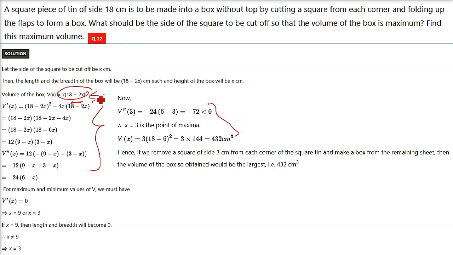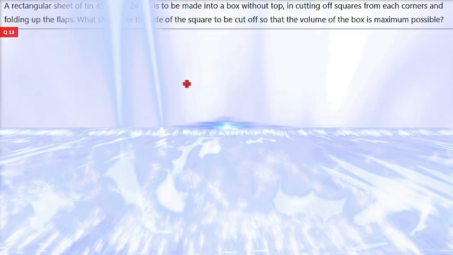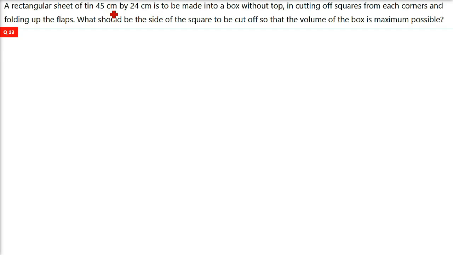If you are on the 12th question, I hope you have already completed the 11th question and you know about this. A rectangular sheet of tin 45 cm by 24 cm is to be made into a box without top, by cutting off squares from each corner and folding up the flaps. This kind of question we have just completed. It was a square the previous time. Now we have the rectangle.